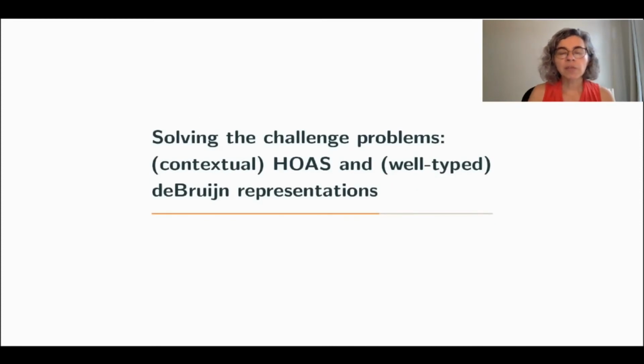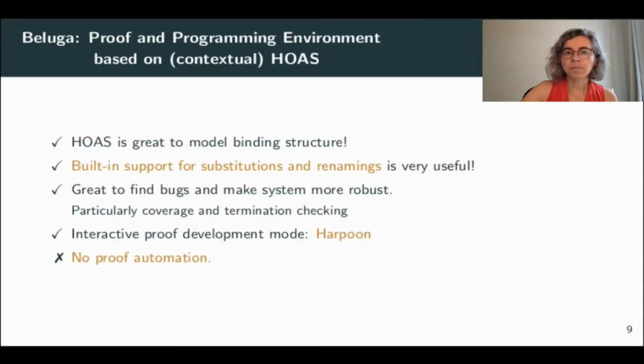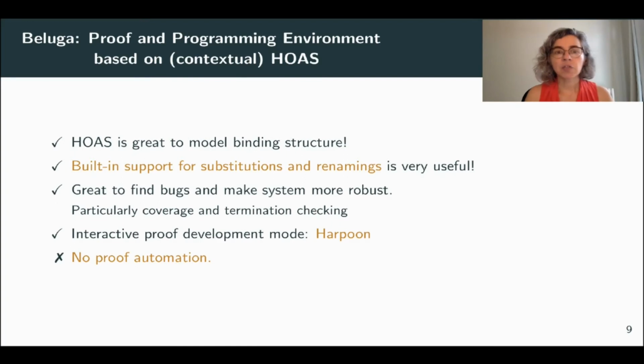So in the remaining few minutes, I want to talk about our solutions. One, Beluga, which uses contextual higher-order abstract syntax, and then Agda and Coq, where we used De Bruijn encodings. So Beluga is probably the youngest system among these three proof assistants.